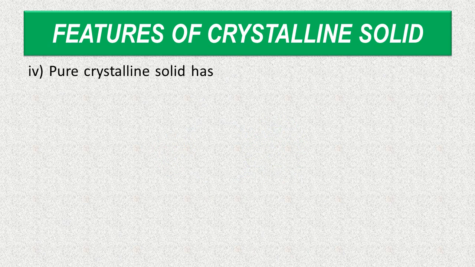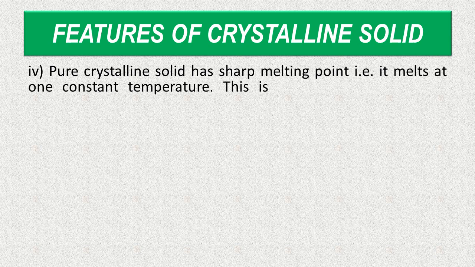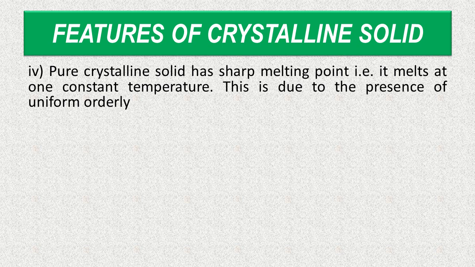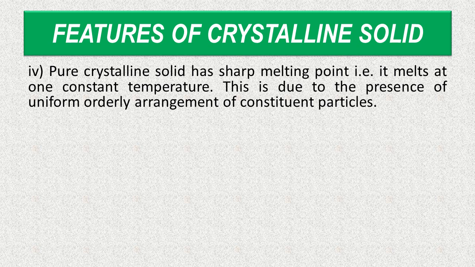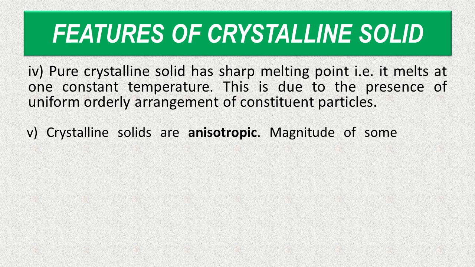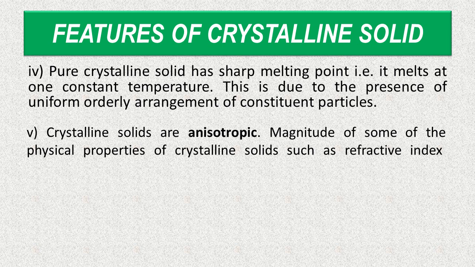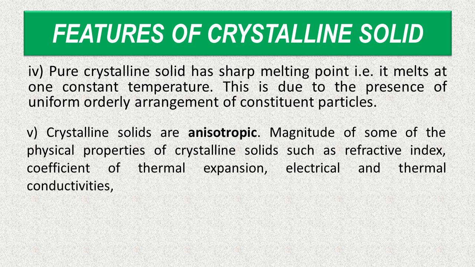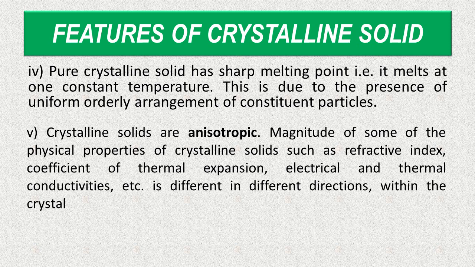Next, pure crystalline solid has sharp melting point. That is, it melts at one constant temperature. This is due to the presence of uniform orderly arrangement of the constituent particles. The most important point is that crystalline solids are anisotropic. That is, magnitude of some of the physical properties of crystalline solid such as refractive index, coefficient of thermal expansion, electrical and thermal conductivities, etc. is different in different direction within the crystal.